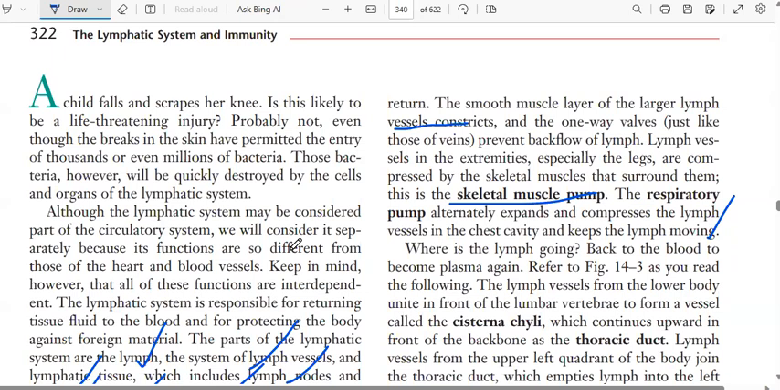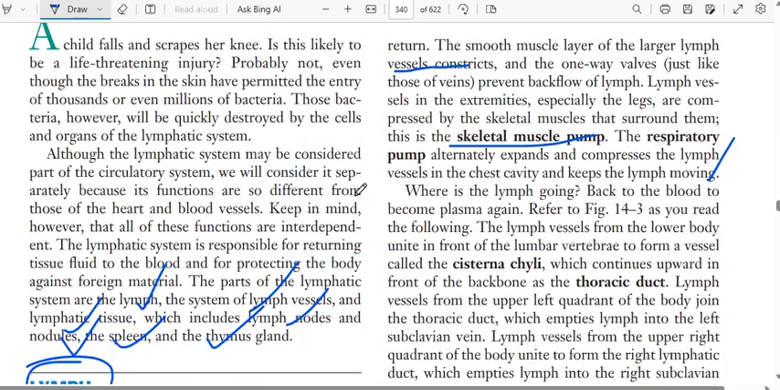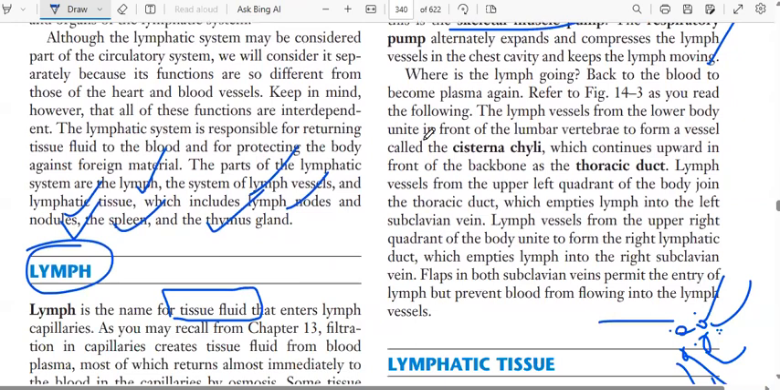So that is the reason it is advised for most patients: please walk every half an hour. You have to get up and walk for two rounds, or every one hour, minimum one hour. So here skeletal muscles and respiratory muscles will help. Now where is the lymph going? Okay, so lymph is going back to the blood.